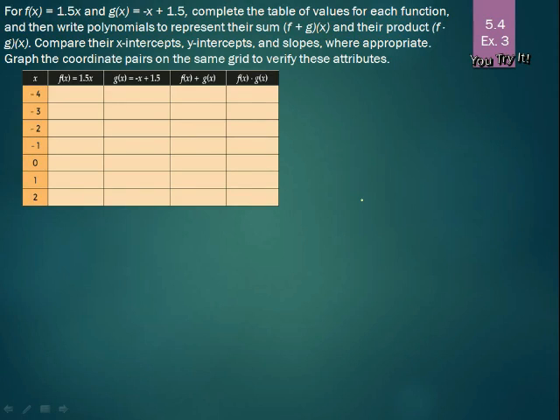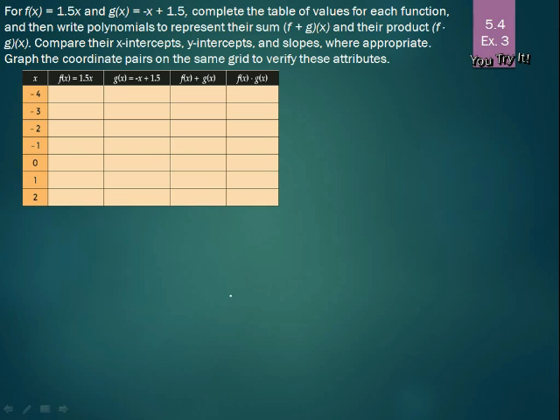f of x equals 1 and 5/10 x and g of x equals negative x plus 1 and 5/10. Complete the table of values for each function, and then write polynomials to represent their sum, f plus g of x, and their product, f times g of x. Compare their x-intercepts, y-intercepts, and slopes where appropriate. Graph the coordinate pairs on the same grid to verify these attributes.